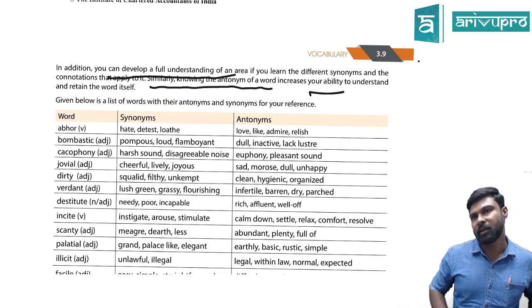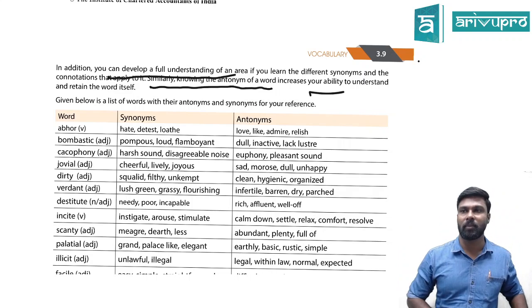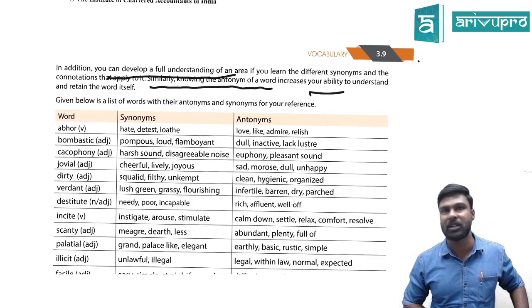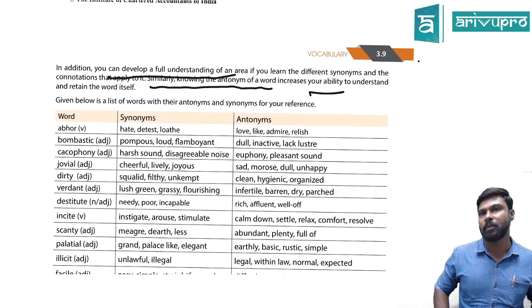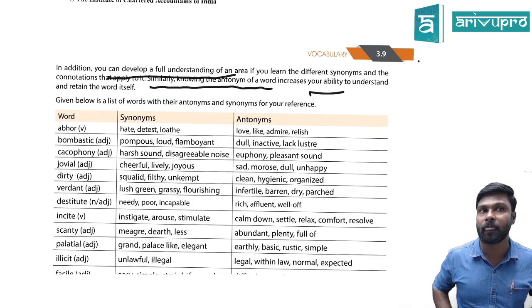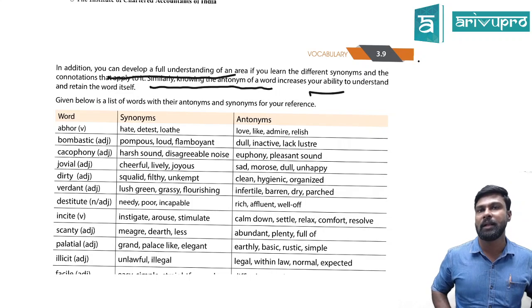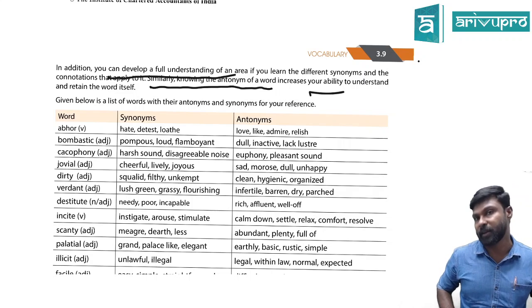Cacophony. What's cacophony? Harsh sound. You must have heard a screeching sound. The screeching sound from the opposite building irritated me, unnerved me. Unnerved meaning what? Disturbed me. Right? Disagreeable noise. Arnab Goswami's noise is disagreeable noise. He doesn't allow anybody else to speak. Example. Next one. Euphony.